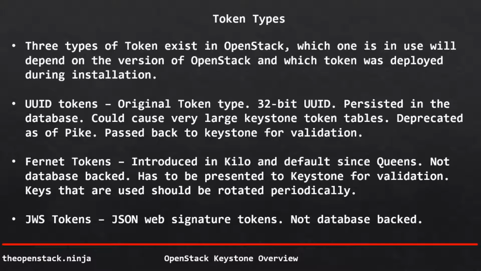The final type is JWS tokens, so JSON Web Signature tokens. Again, they're not database backed. I've personally never worked with them, and I've never seen an OpenStack platform deployed with JWS tokens, so I'm not 100% up to speed on why somebody would use JWS over Fernet, but it's included there for your knowledge. Like I say, Fernet tokens are the default, as long as you remember to rotate those keys periodically. I think most distributions recommend monthly, and that keeps those tokens secure.